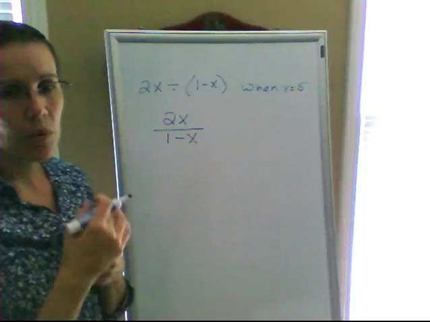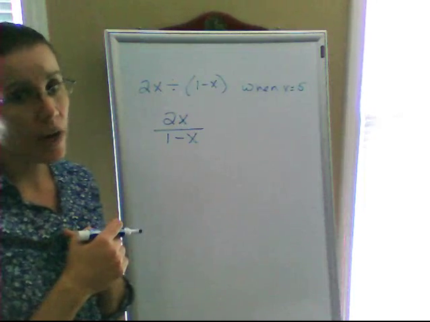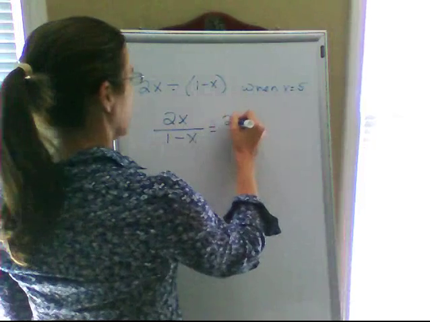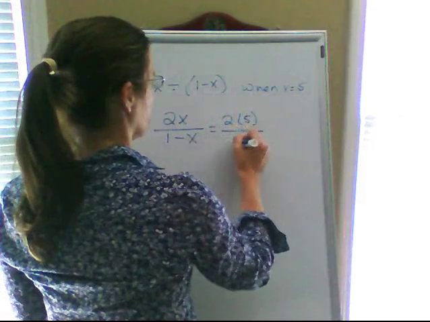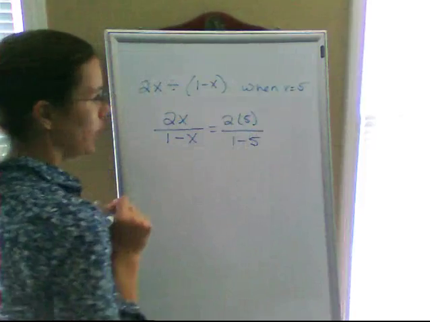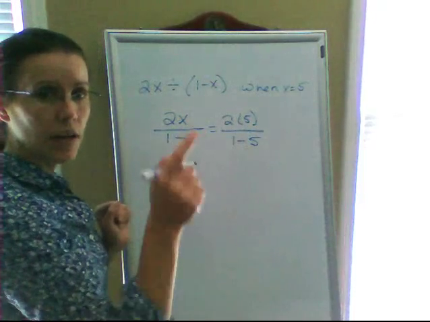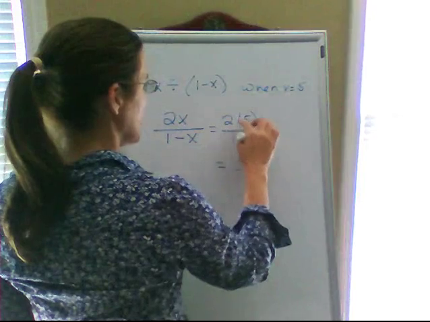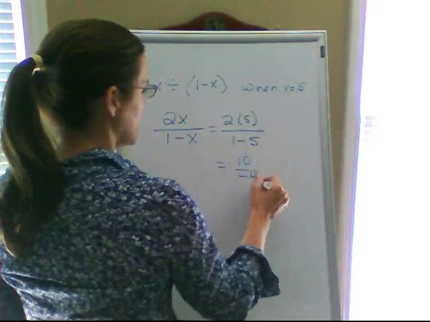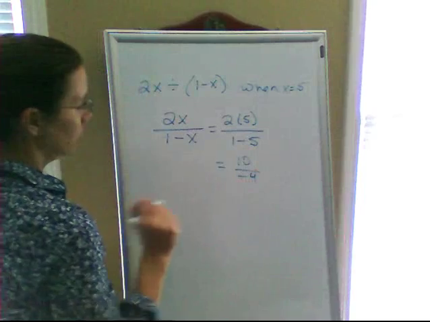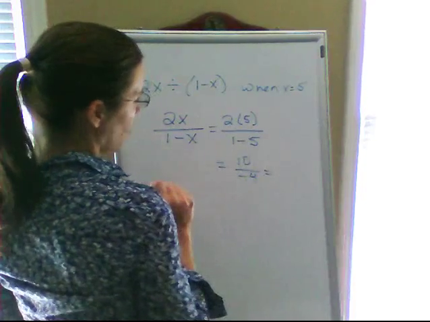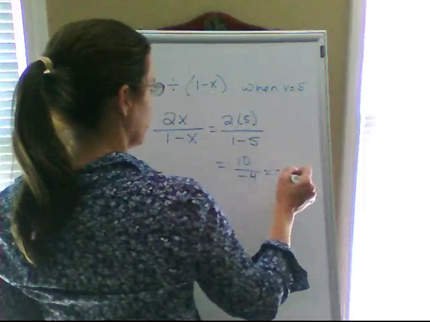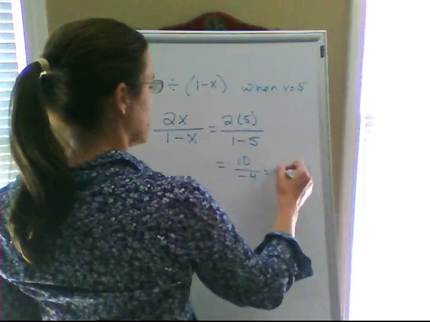That makes me happier. I will work it the other way. I just wanted you to see that you do have this potential. So now I'm going to substitute in my x's. Okay, I'm going to solve above and below my fraction bar. 2 times 5 is 10, 1 minus 5 is negative 4. Okay, so this is going to be what? Negative 2 and 1/2 is the answer to that.